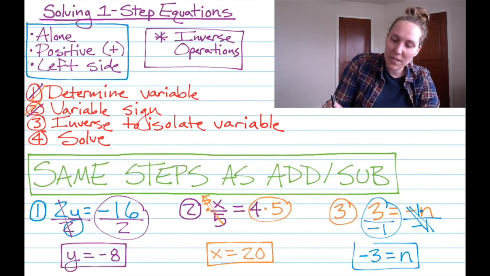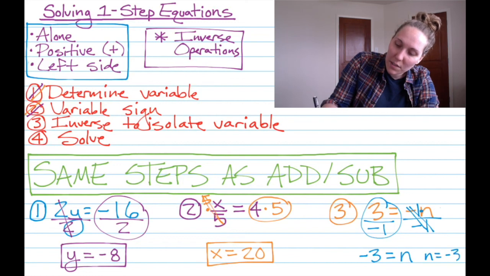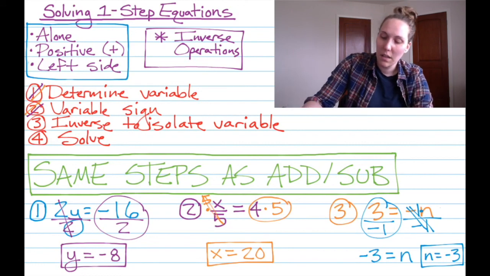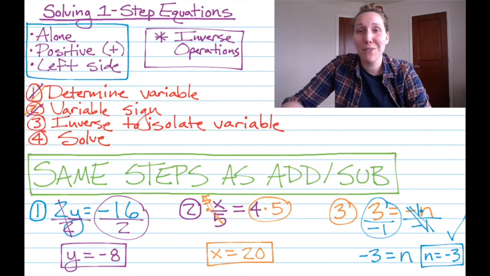Again, you could put this as your final answer. It's not technically wrong, but I really think it's a great habit to get into, to flip that around and write it where n is on the left side. So you just solved one-step equations using multiplication and division.